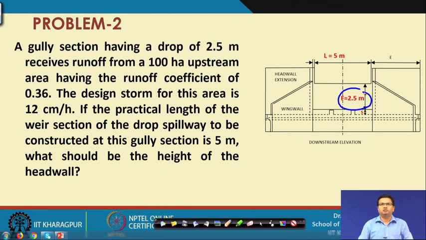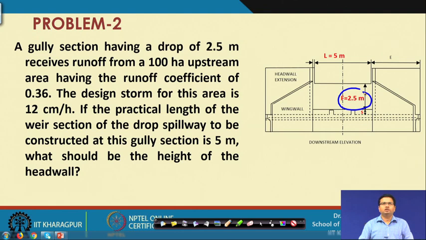And your catchment area is equal to 100 hectare, because it is the area which is contributing runoff to the gully section. And the runoff coefficient of this catchment is 0.36, so K is equal to 0.36. The design storm for this area is 12 centimeter per hour. That means I, the rainfall intensity, is 12 centimeter per hour, which is occurring for a duration equal to the time of concentration of this catchment. Once I, K and area are known, you can use the rational formula to compute the design peak runoff, that is Q equal to CIA or KIA.